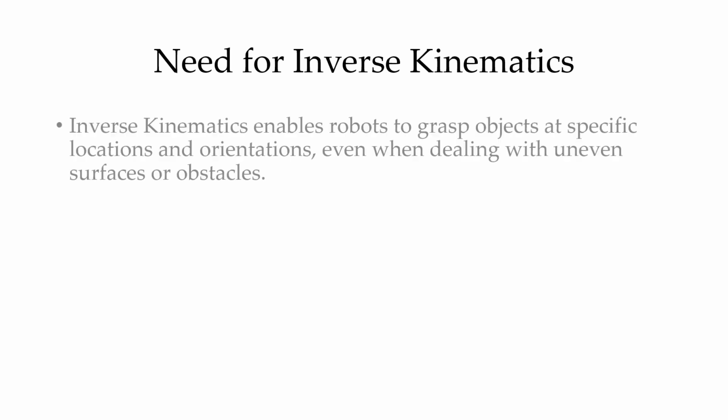This is particularly useful when we are using robots to grasp an object from a specific location and place that object in a specific position with a specific orientation, or when you are dealing with uneven surfaces or obstacles. We need the inverse kinematics algorithm to get the corresponding values of the joint parameters in real time.